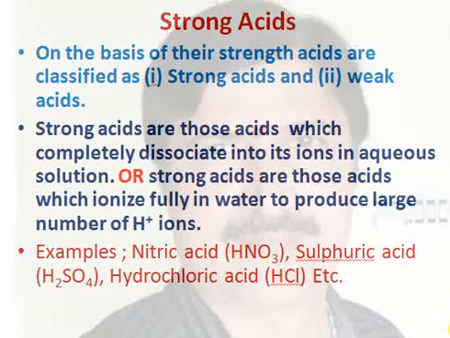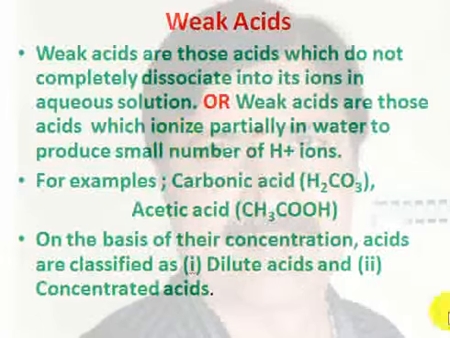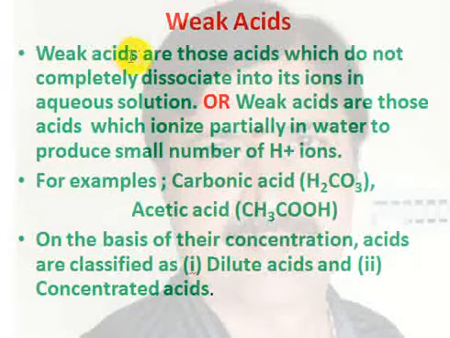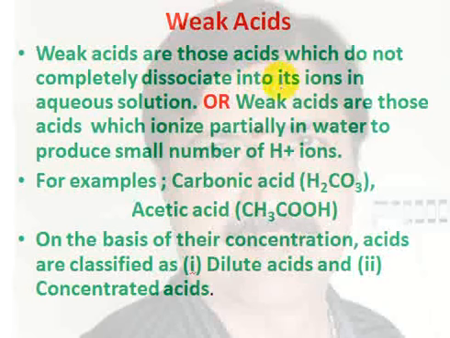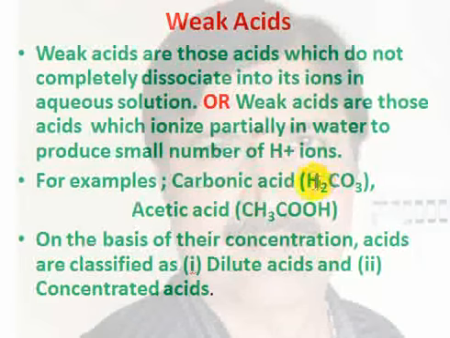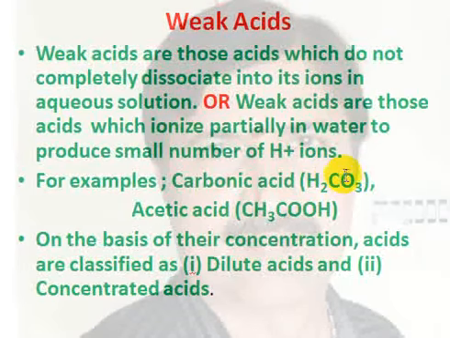Now let us study weak acids. As I told you earlier, weak acids do not completely dissociate. They dissociate only partially. For example, carbonic acid. 100 carbonic acid molecules are added to water. If only 20 molecules dissociate or break down, then the remaining 80 molecules remain as they are. Then it is called a weak acid.